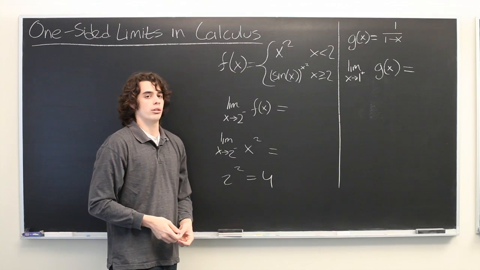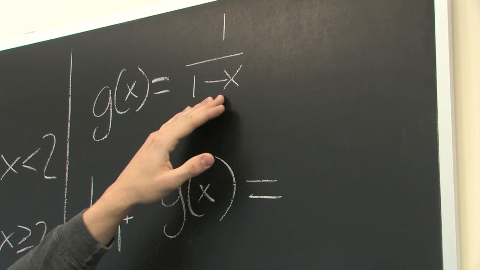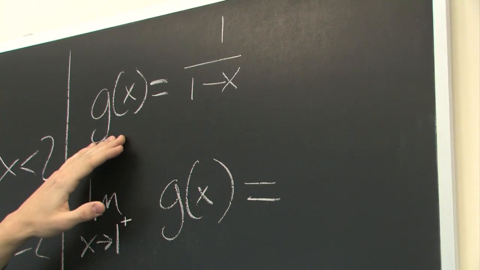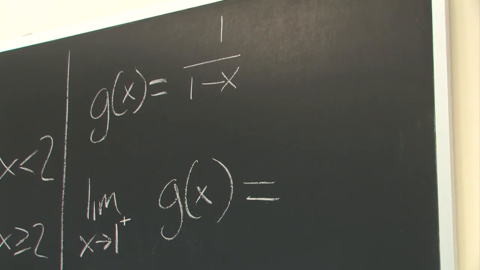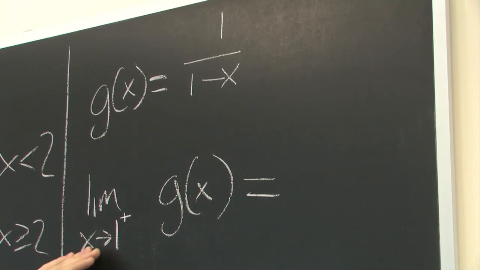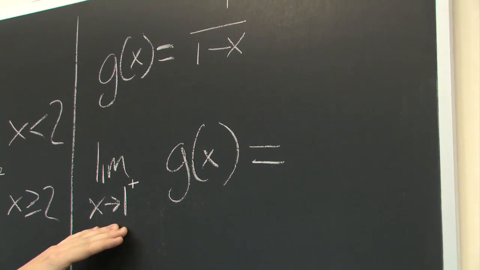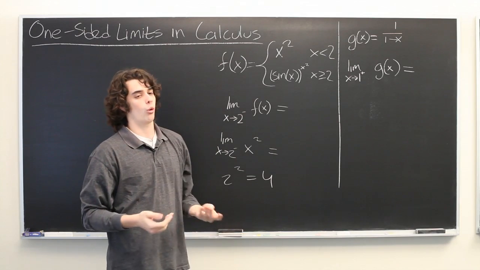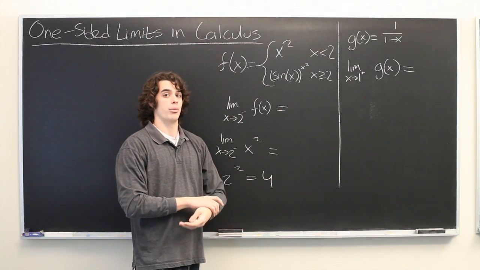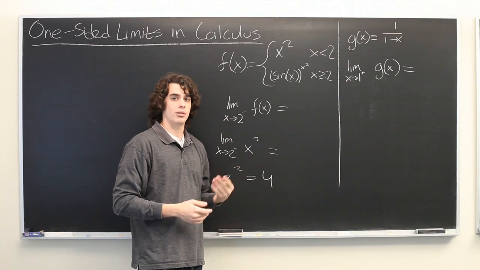Now, the other situation in which one-sided limits are useful is when we have a function of x in the denominator. So here we have g of x is equal to 1 over 1 minus x. At the point x equals 1, we have an infinite discontinuity. What we want to know is if we approach 1 from the right side, or from the positive side, is the function going to positive infinity or to negative infinity? We could simply graph this on a calculator, but assuming you're not able to do that, we should be able to find a rigorous mathematical way of determining if the function goes to positive or negative infinity.